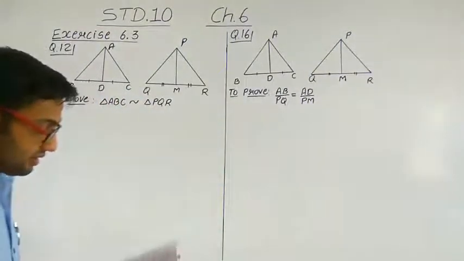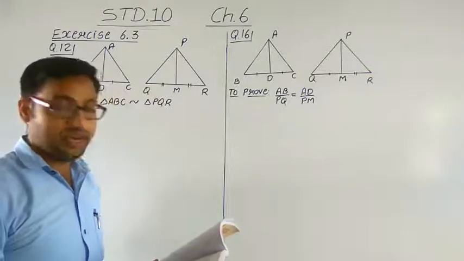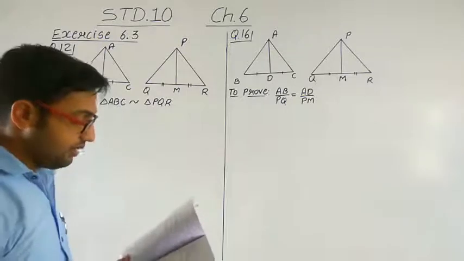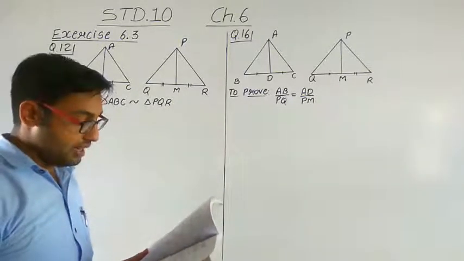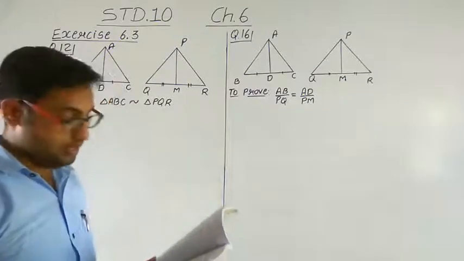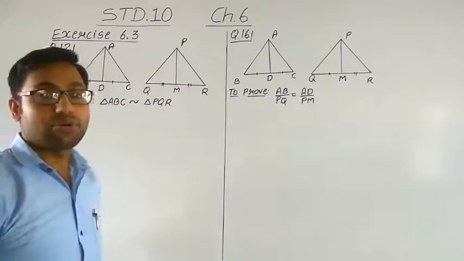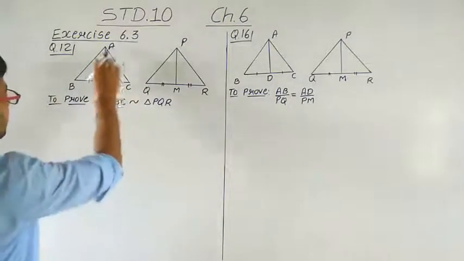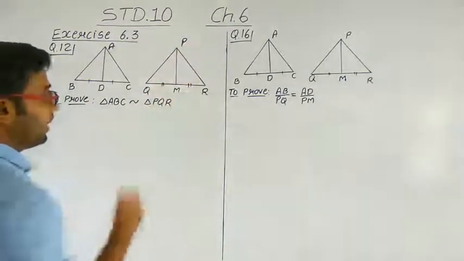The question is: sides AB and BC and median AD of a triangle ABC are respectively proportional to sides PQ, QR and median PM of triangle PQR. So that triangle ABC is similar to triangle PQR. We have to prove here that this triangle ABC is similar to triangle PQR.